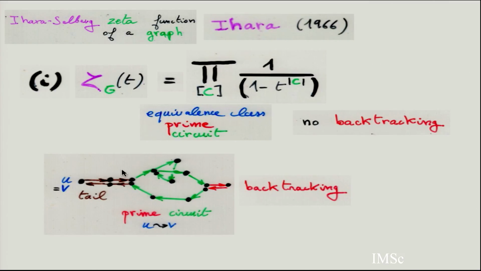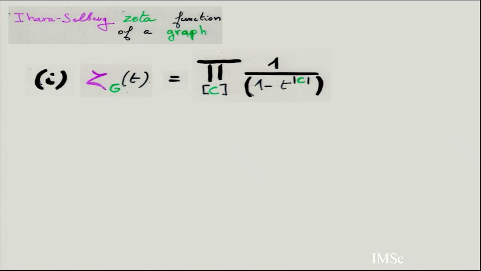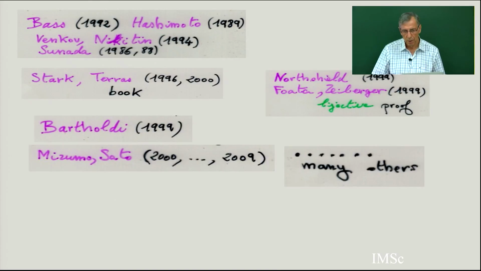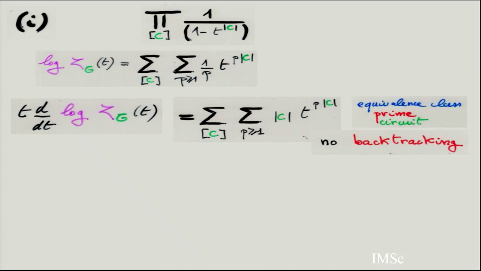Now, to say that the circuit has no tail and no backtracking is equivalent to say that in the equivalence class of the circuit, there is no backtracking. Because the tail becomes the backtracking. The tail makes sense only if you have an origin. So no tail, no backtracking in the circuit means no backtracking in the equivalence class of the circuit. Okay, so I continue.